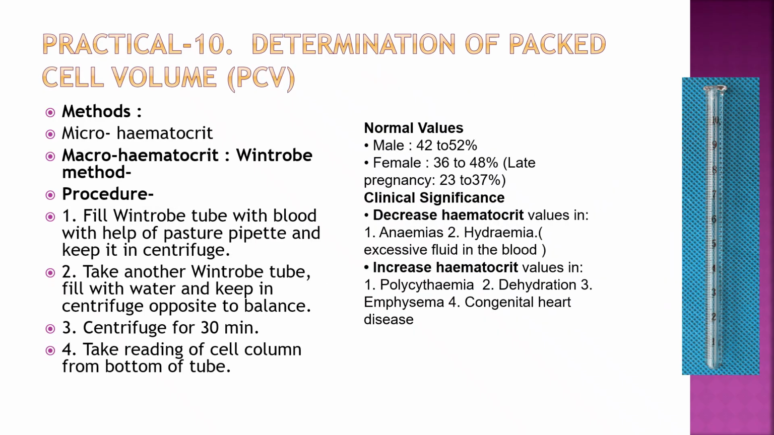So we'll see the procedure of PCV by the Wintrobe method. Fill the Wintrobe tube with blood with the help of a Pasteur pipette, then keep it in the centrifuge. Take another Wintrobe tube filled with water and put it in the centrifuge opposite to the previous tube for balance, and then centrifuge it for 30 minutes, and then take the reading of the red cell column from the bottom of the tube.